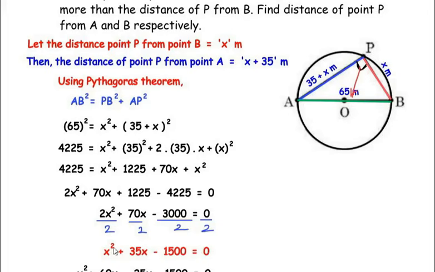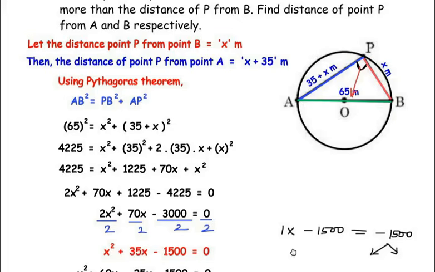Now we have to factorize this equation. So we have to multiply the coefficient of x square, that is 1, with the constant, that is negative 1500. So that gives us negative 1500. Now we have to find out two factors of negative 1500 in such a way that their product should give us negative 1500 and their subtraction or addition should give us positive 35.